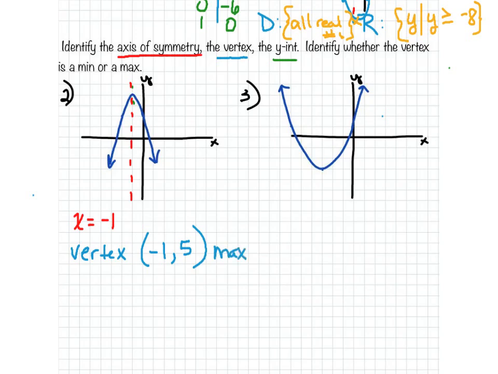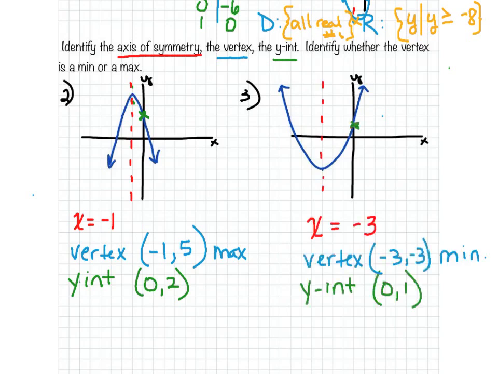Okay? And the third element that we're to identify here is the y-intercept. Where does this parabola cross through the y-axis? So the y-intercept is at 0, positive 2. Okay? Pause the video. Answer these questions for number 3 on your own, then come back and check your work. Okay, check your answer.